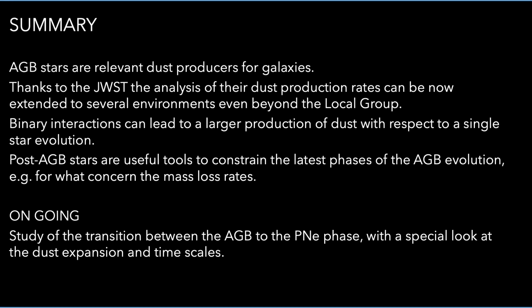Given the parameters that you are assuming for the binaries during the AGB phase, would they be able to survive the previous evolutionary phases as binaries? Yes, they can survive the previous interactions. And the second question is about the post-AGB, so galactic post-AGB stars.